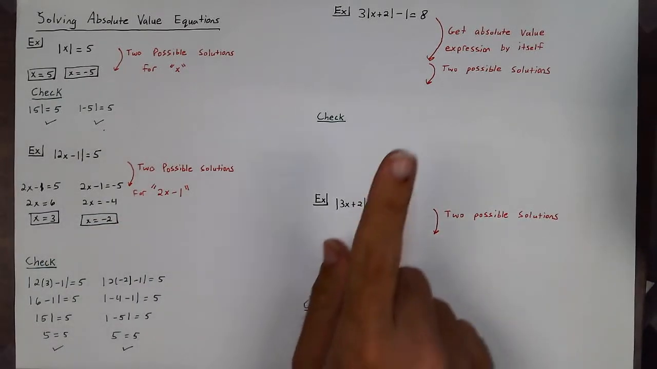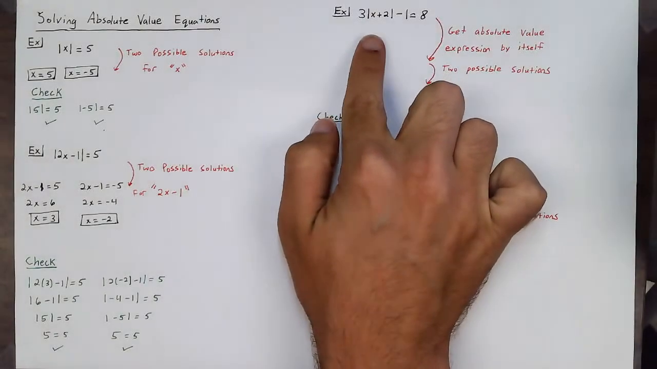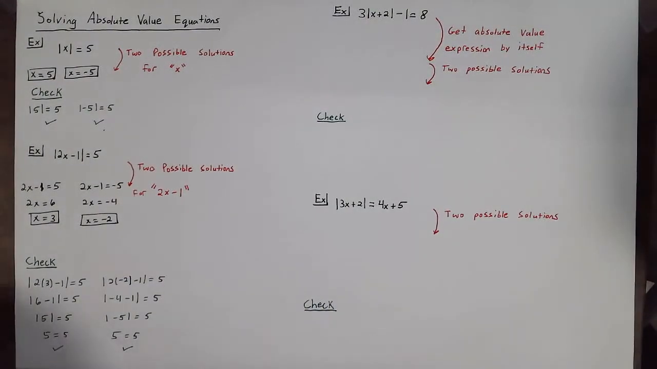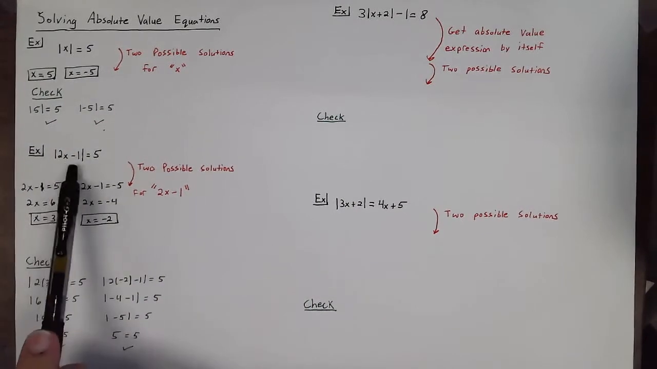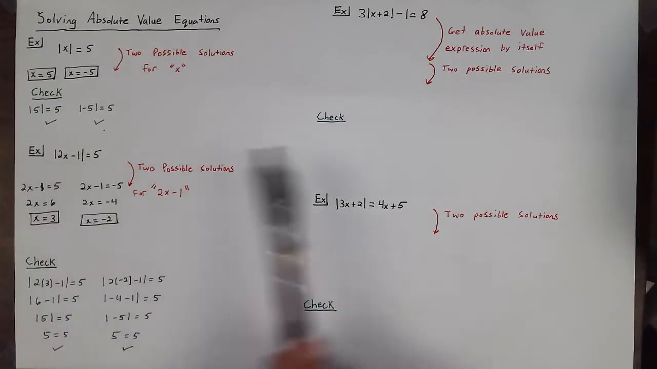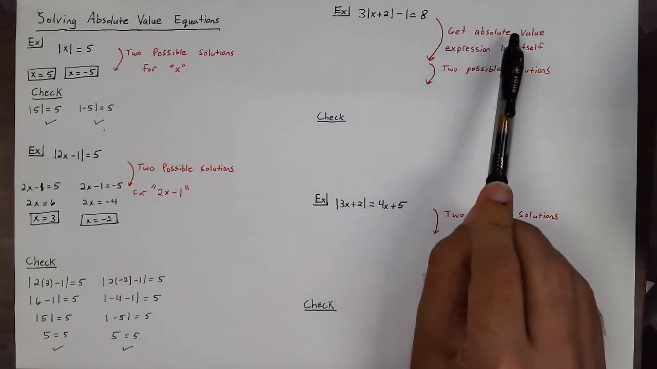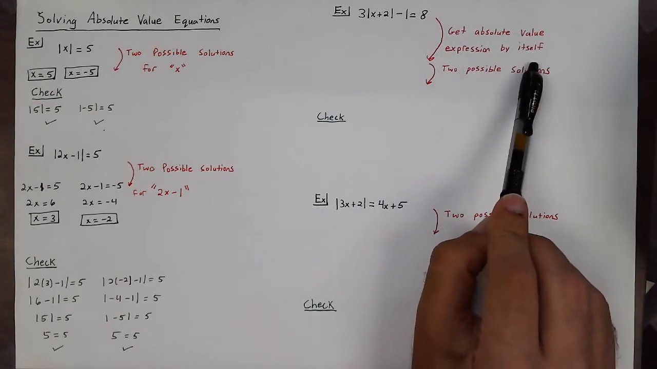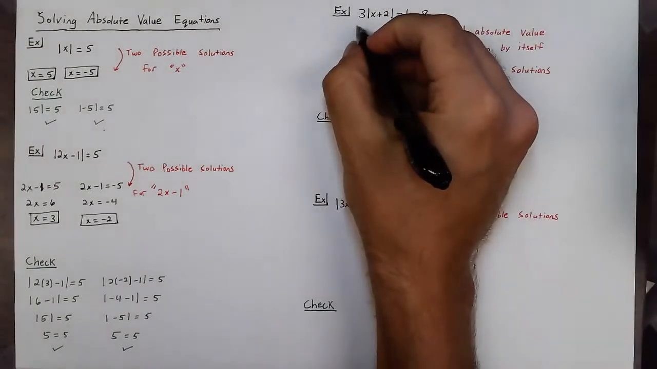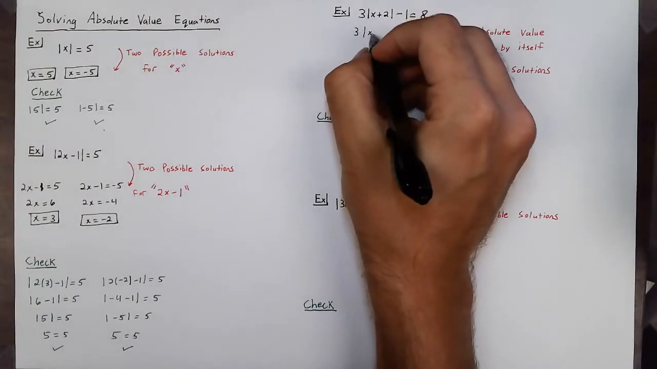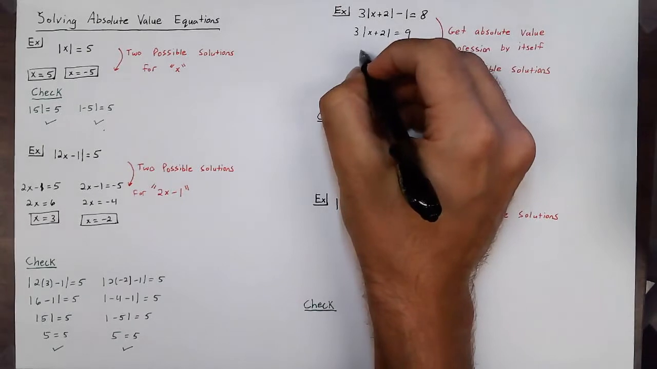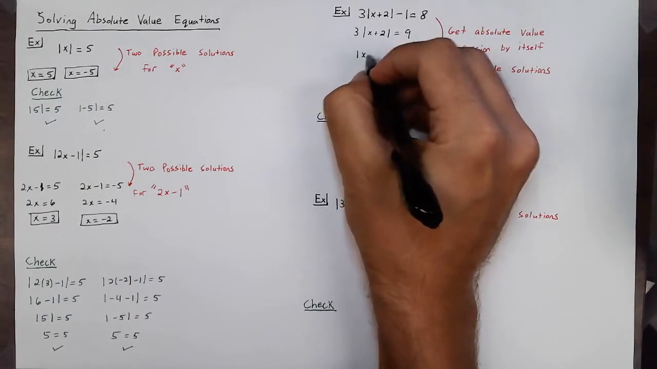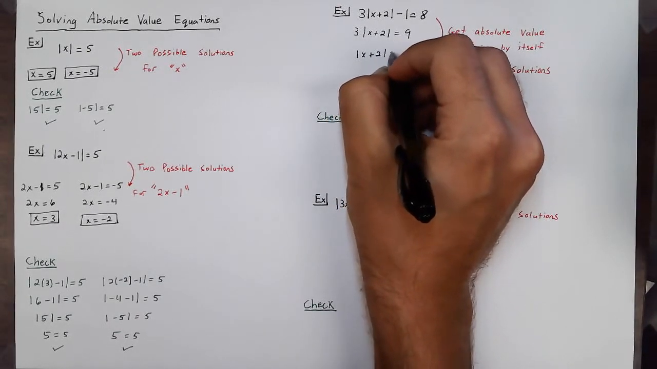Now let's look into a slightly more multi-step equation. We'll see here that we don't have an absolute value equation by itself like we saw in the previous two examples. So what we'll need to do is first get the absolute value expression by itself. We'll add 1 and then we'll divide by 3, just like a normal equation. We'll end up with absolute value of x plus 2 is equal to 3.